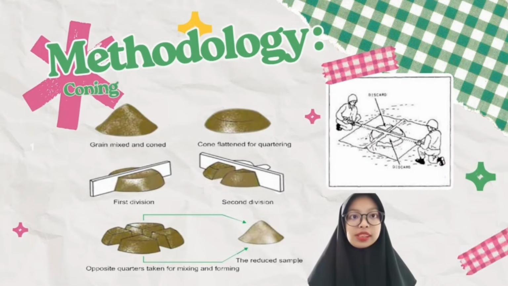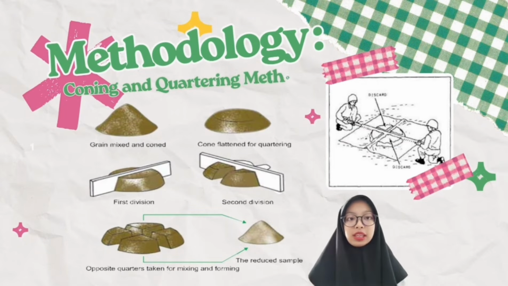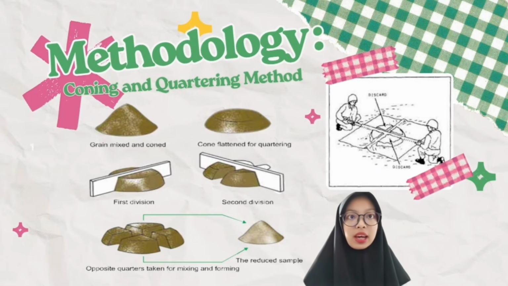This picture shows the coning and quartering method. It is a method used to reduce the size of powdered samples while maintaining the representative sample for analysis. Firstly, the soil should be mixed and coned. Next, it will be flattened for quartering. The flattened cone then will be divided into 4 quarters, and then the opposite quarters will be taken to form the reduced sample.